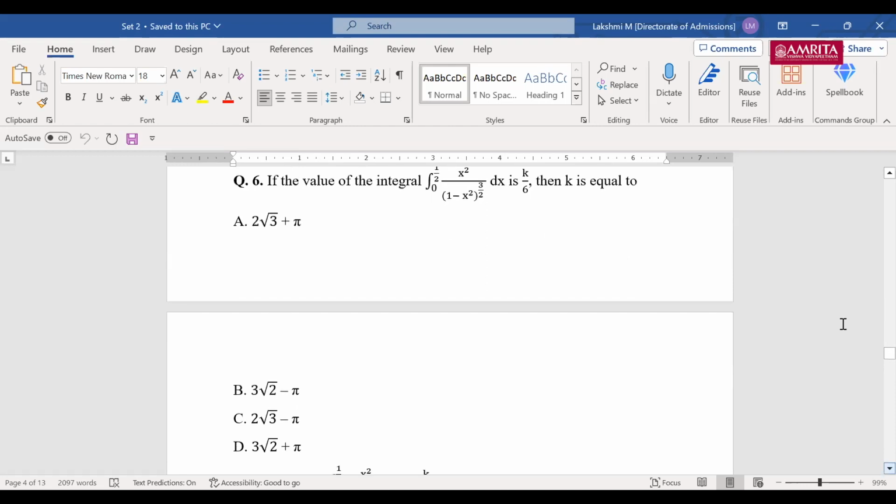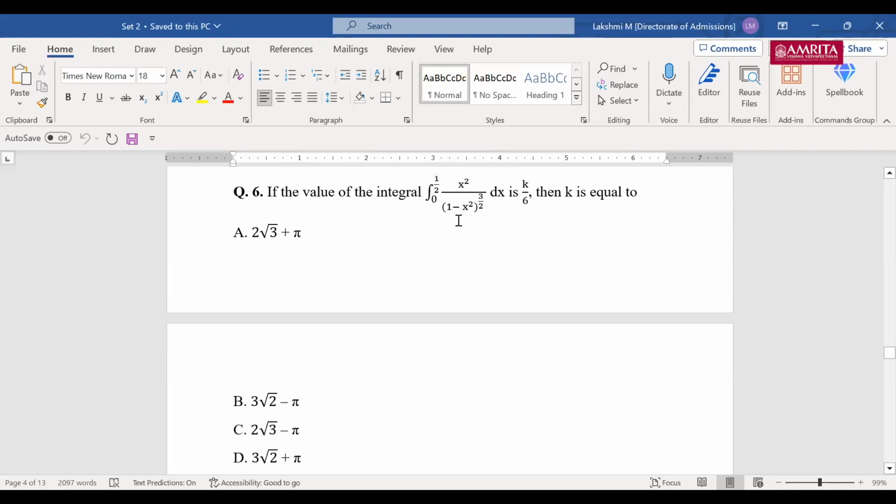Please do try. If the value of the integral from 0 to 1 by 2, x square by (1 minus x square) whole raised to 3 by 2 dx is k by 6, the question is asking you to find the value of k. Please check the terms in which the answer is given. It's 2 root 3 plus pi.